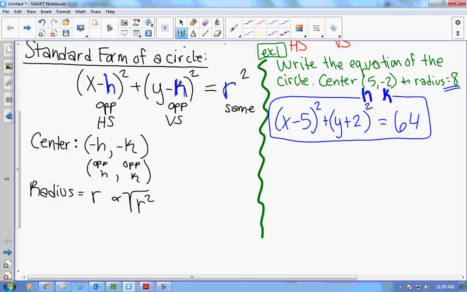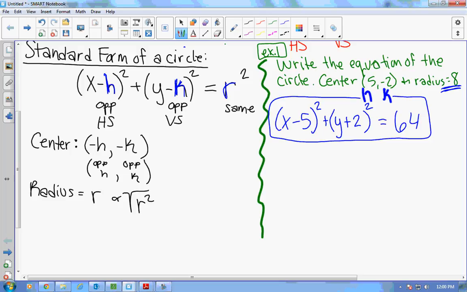Let's graph this. The rulers are to measure things and to draw straight lines. Not to hit each other and not to spin. Okay? Measure things and draw straight lines. So, we are going to graph this, but first let's identify the center. Oh, we already have it. The center and the radius. So notice the center is a positive 5 and negative 2. So we need to make sure we encompass those numbers.